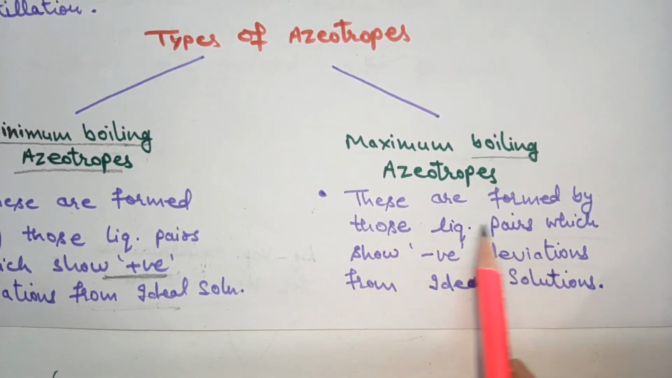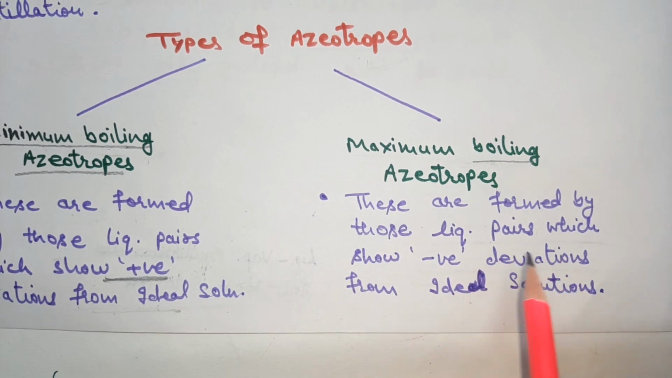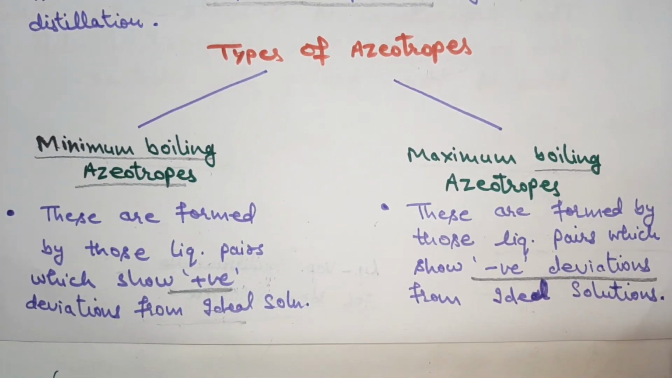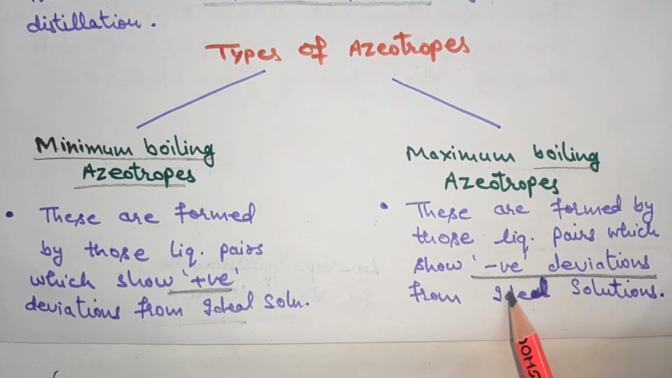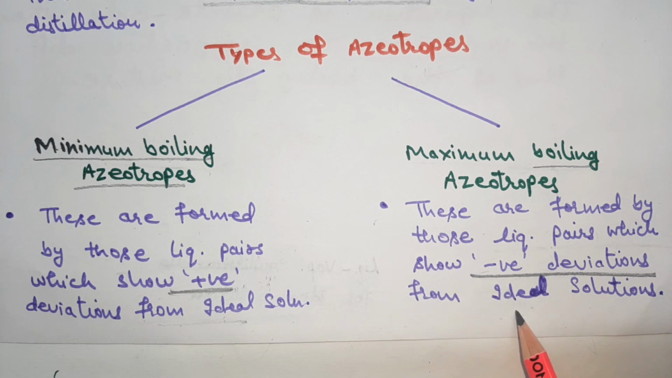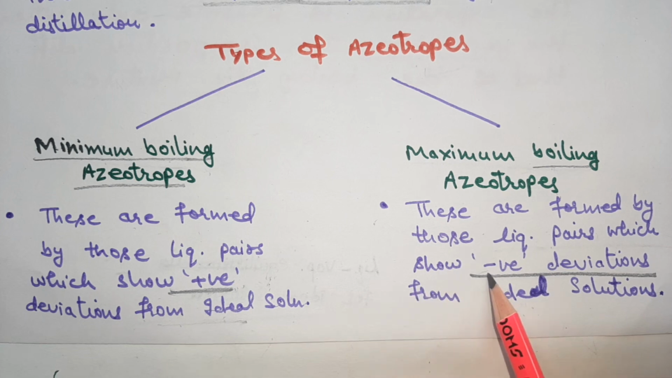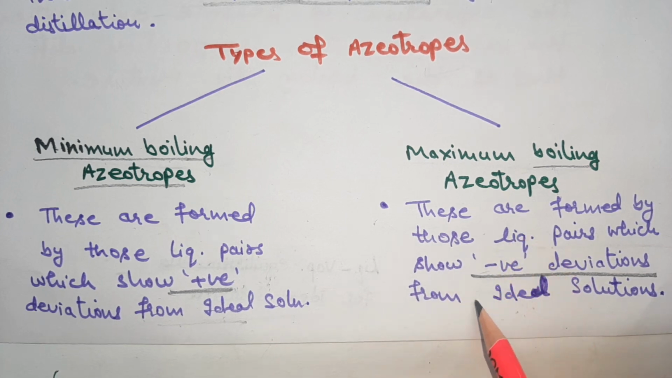These are formed by those liquid pairs which show negative deviations from the ideal solutions. Negative deviations from the ideal solutions means they form less vapor pressure than expected. So less vapor pressure is formed, so to reach the boiling point, more and more vapors are required to attain their boiling temperature. So that's why their boiling temperatures are higher than either of the components.